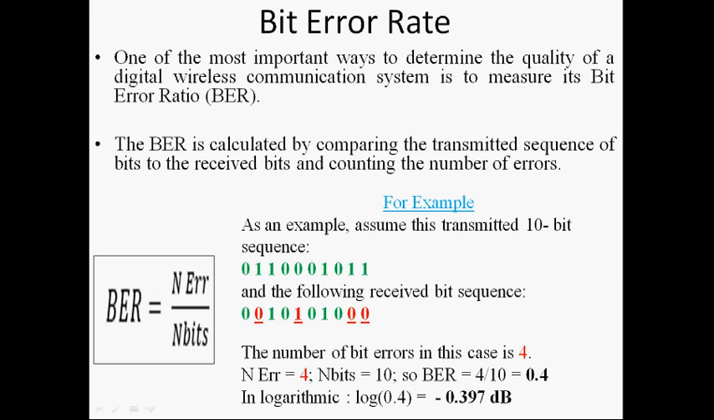In the place of 1 we are getting 0, in the place of 0 we are getting 1. Means here total number of transmitted bits is 10, in that error bits are 4. Therefore bit error rate, that is the ratio of number of error bits to the number of transmitted bits, 4 by 10, that is 0.4. Now you can convert it into decibels by applying the logarithm, that is bit error rate.